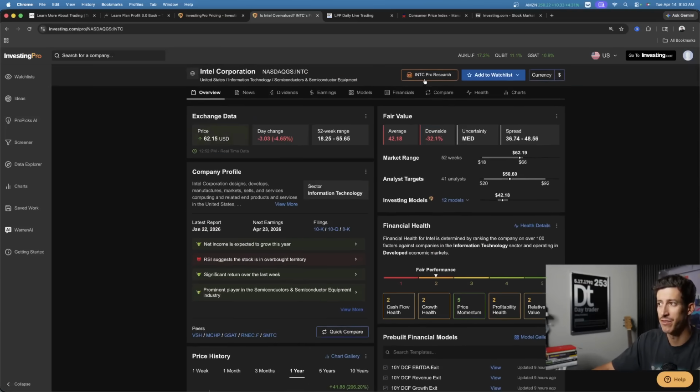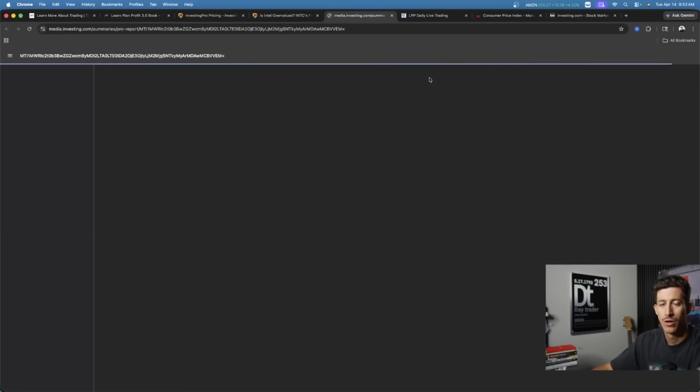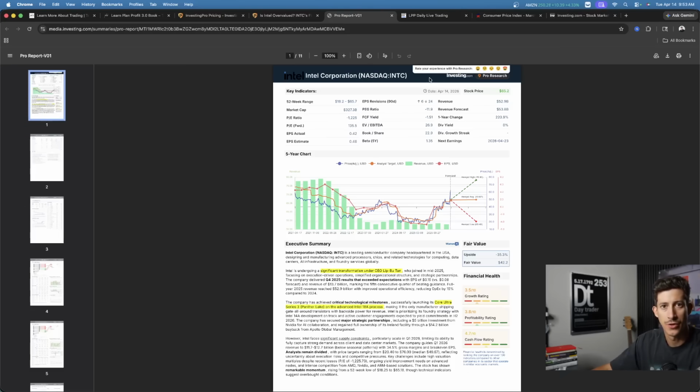My second favorite thing, the pro research. This within itself is worth the price that you pay tenfold. Do you understand the companies that you're investing in, trading, fundamentally? So remember, like I said, don't sign up for Investing Pro because you want to discover more stocks to trade. Use Investing Pro to discover reasons on why not to trade or invest in specific companies.